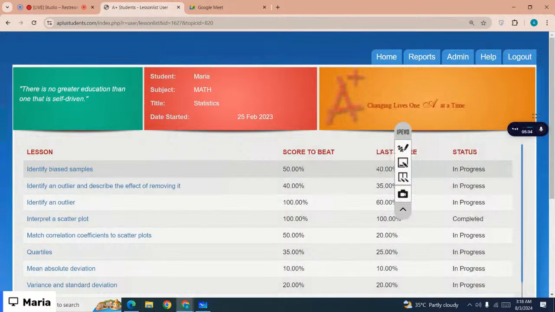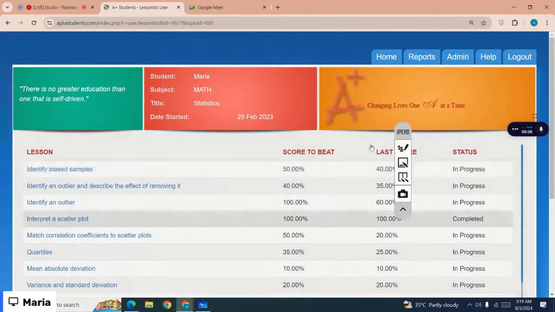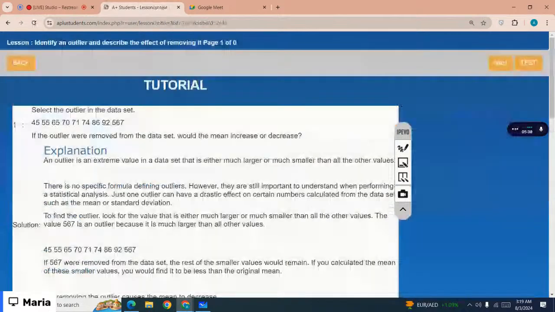The next lesson is identify an outlier and describe the effect of removing it. Let's just start with the lesson. Select the outlier in the data set. You are given the numbers 45, 55, 65, 70, 71, 74, 86, 92, and 567. If the outlier is removed from the data set, would the mean increase or decrease?